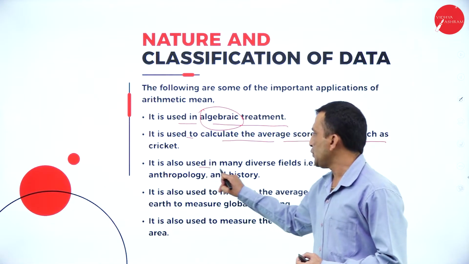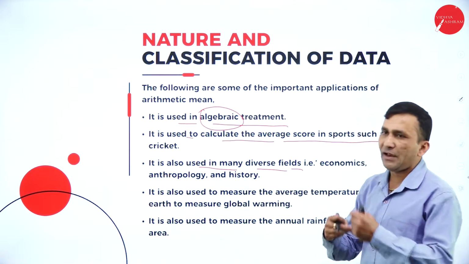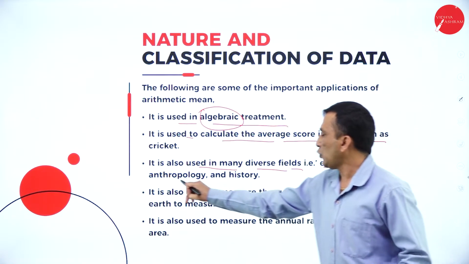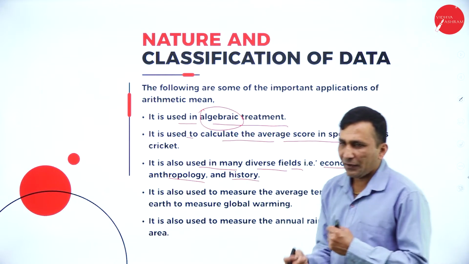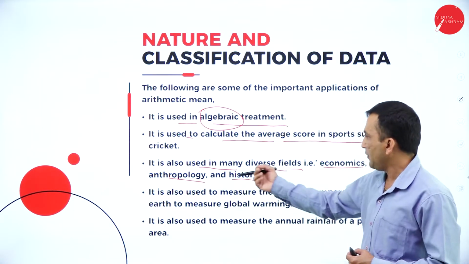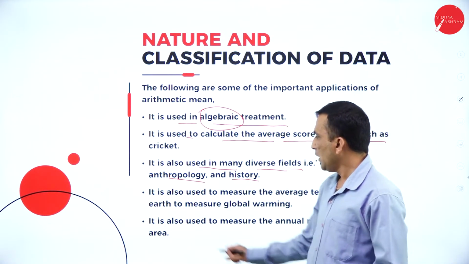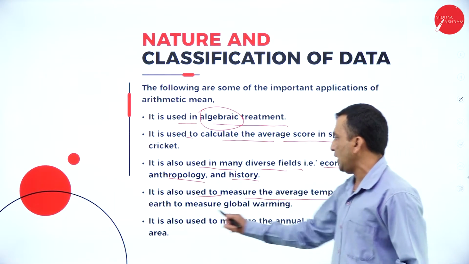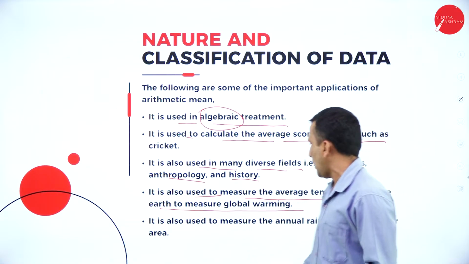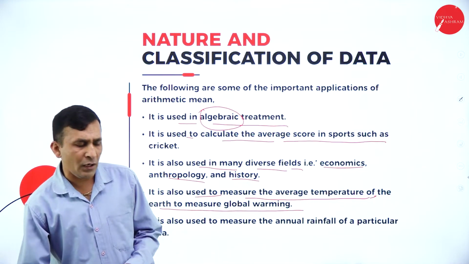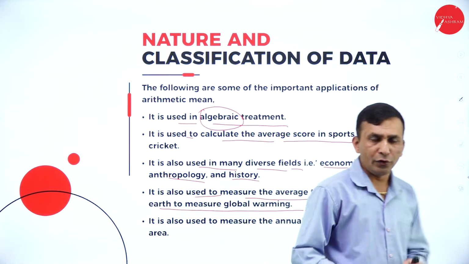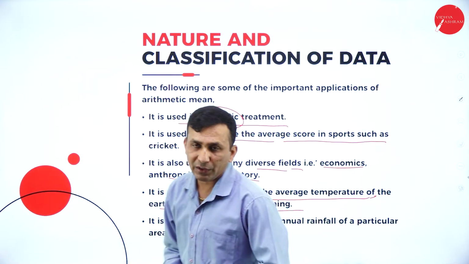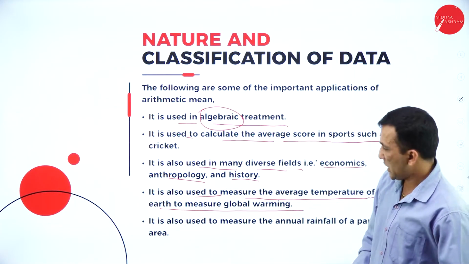And it is also used in many diverse fields, apart from business and economics, like anthropology and history, and even so many areas where they are using the arithmetic mean. It is also used to measure the average temperature of the earth, to measure global warming. Because we want to find the average temperature using 5 years or 10 years of data, we need to get an average, okay? So there also we can use the arithmetic mean.